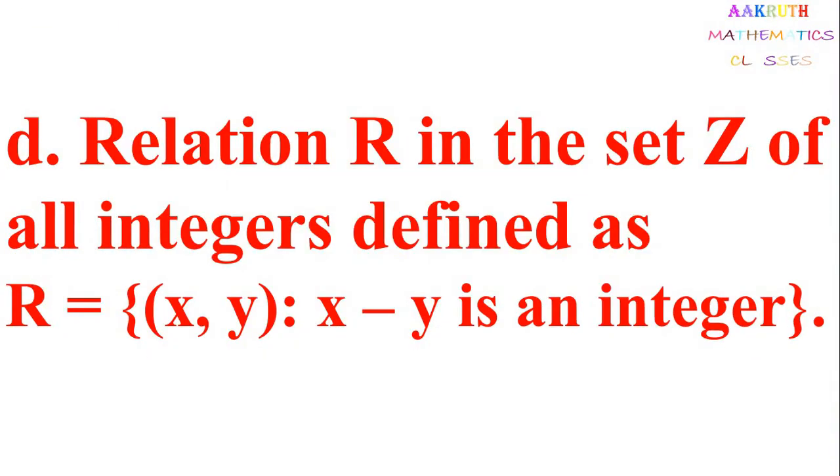So next question, relation R in the set Z of all integers defined as R equal to the set of all (x, y) such that x minus y is an integer. When we subtract two integers, we have to get integers only. We have to take ordered pairs like that.